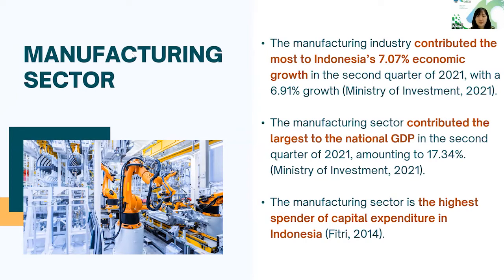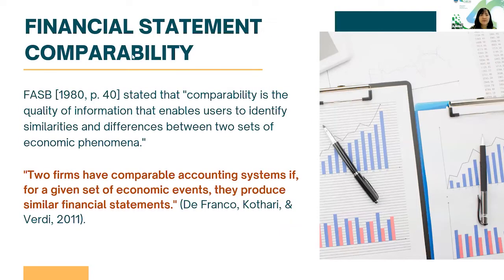And then the second reason, the manufacturing sector contributed the largest to the national GDP also in the second quarter of 2021, with a growth rate of 17.34%. And then last but not least, since our topic is about capital expenditure, the manufacturing sector is the highest spender of capital expenditure in Indonesia. And because of these three reasons, that's why we decided to analyze manufacturing sectors.